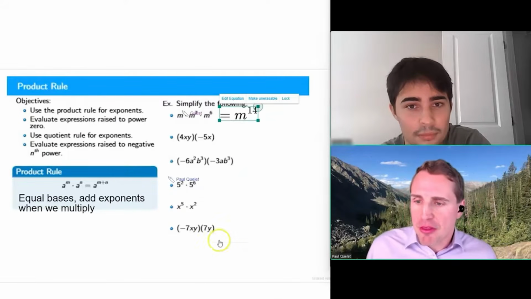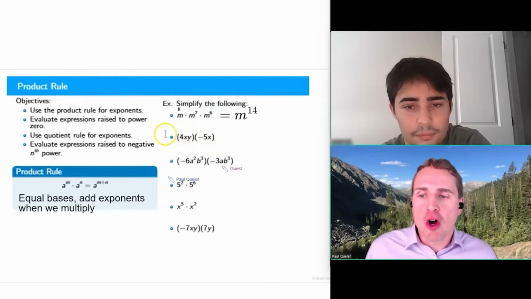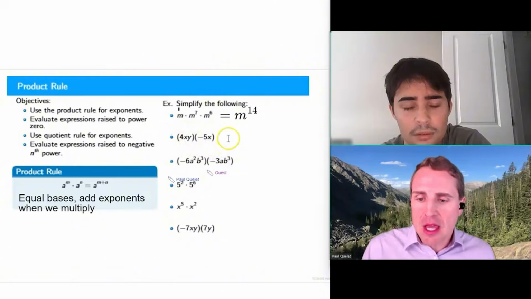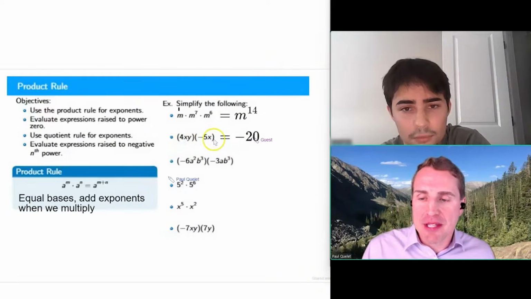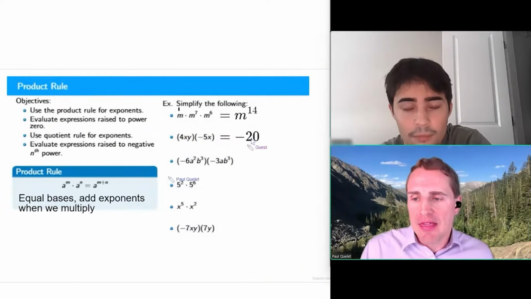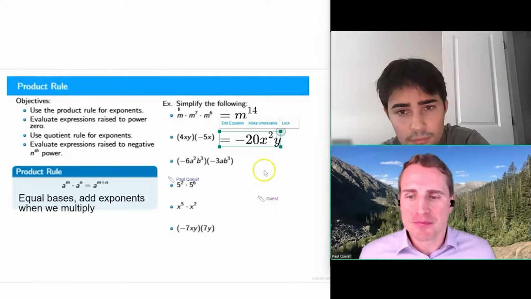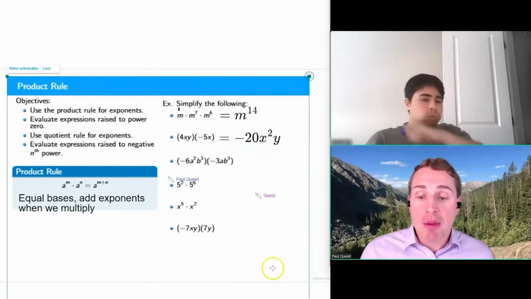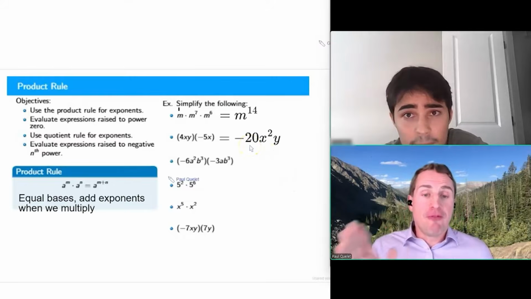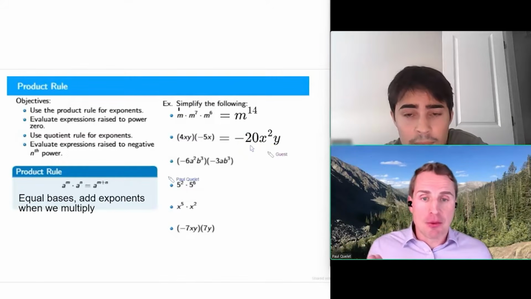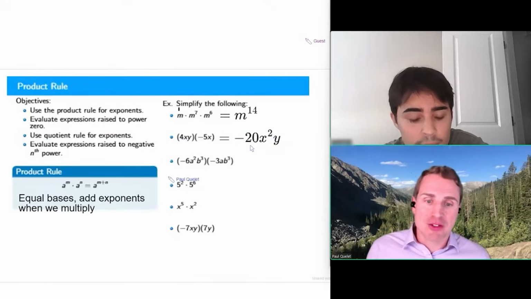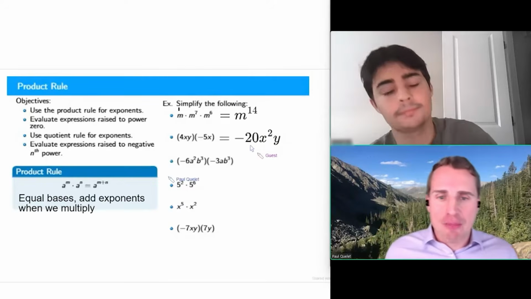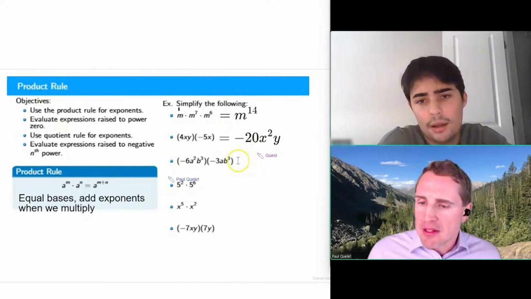Let's do the same sort of thing with this next one. First of all, can we keep the coefficients separate from the x's and the y's, like multiply those first? Yeah, absolutely. So we could do 4 times -5, make it -20. And then what about x times x? So x squared and then y. And by the way, we want to keep x before y. Whenever possible, even though you could do y x squared, we keep things alphabetical. It's just more organized.